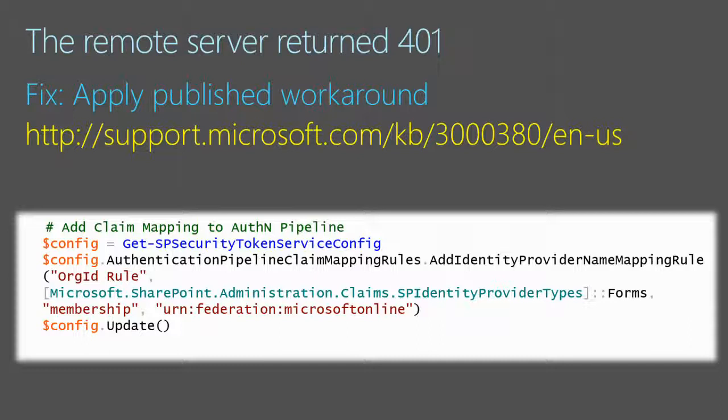And you can simply do a Get-SPAuthenticationPipelineClaimsMappingRules. You can iterate through them. You can enumerate them, and you'll see if it's missing. There's one called org ID, which is over here. The org ID rule will be missing. You'll just have one, which is the Windows mapping rule.